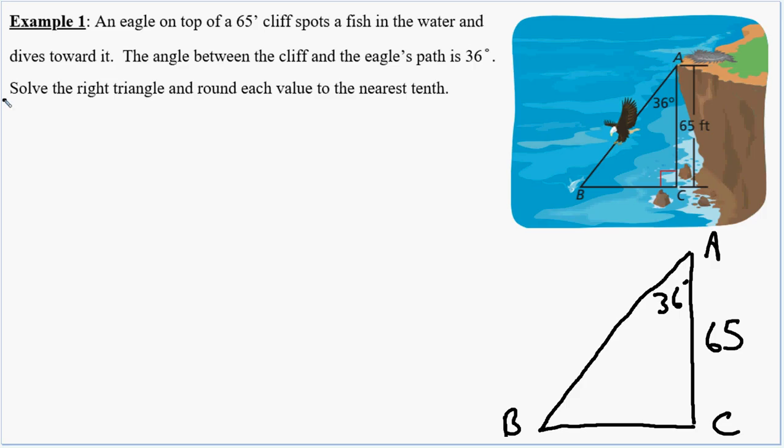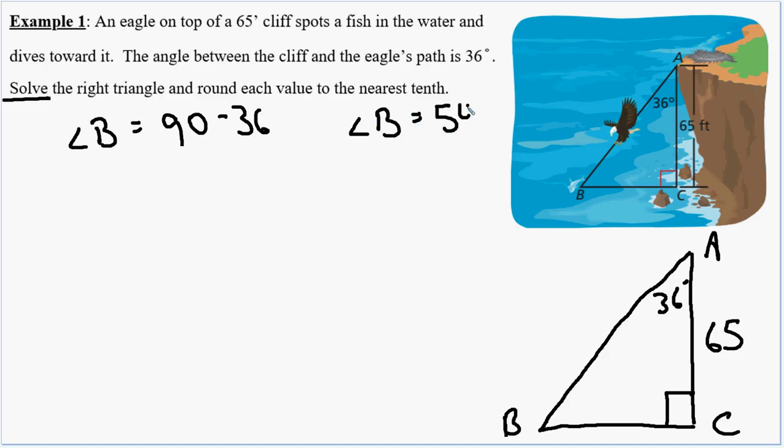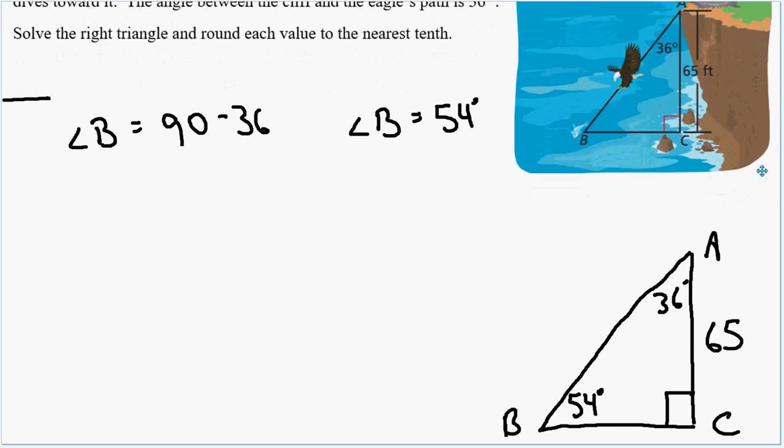So the directions say solve the triangle and round each angle to the nearest tenth. So angle C is our right angle, 90 degrees. Angle A is 36. Angle B is going to be 90 minus 36, and that's going to be 54 degrees. So angle B is 54. Let's write that in on the picture. And now let's start solving for some of the sides.